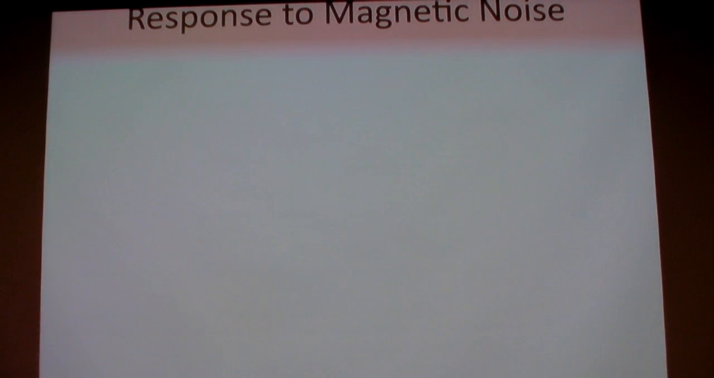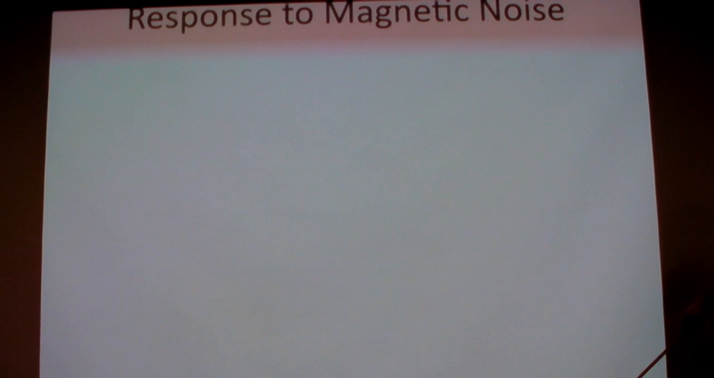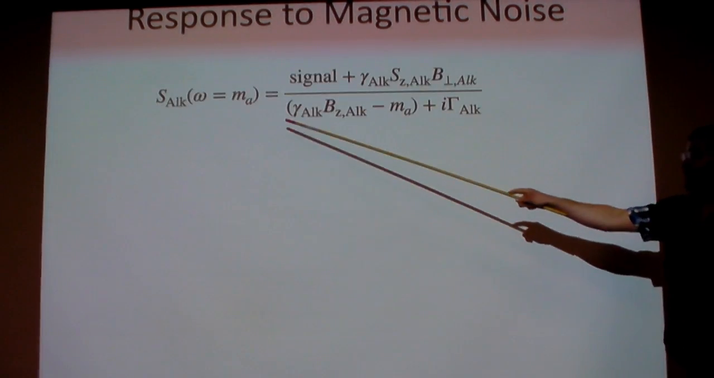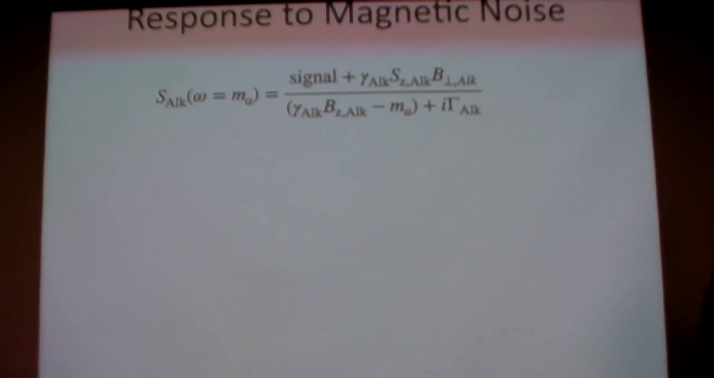So, to understand what a compensation point co-magnetometer is, we need to look at the response of our detectors to noise. Okay, I don't care about the signal right now. All I care about is how much it is going to react to noise. And I remind you, this was our beautiful equation. We showed it earlier. We're going to show it again. And again, I'm not caring about the signal at all.